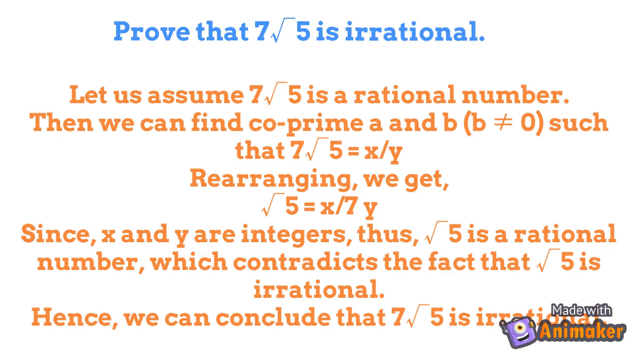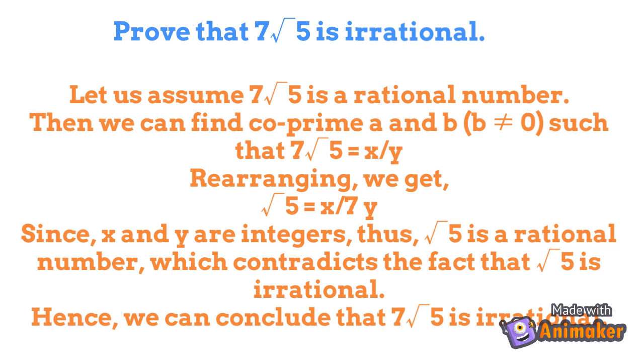So it is proved that it is a rational number, but the contradiction is that root 5 is irrational. So we conclude that 3 plus 2 root 5 is irrational. Now let's see another example of it. That is, 7 root 5 is irrational.